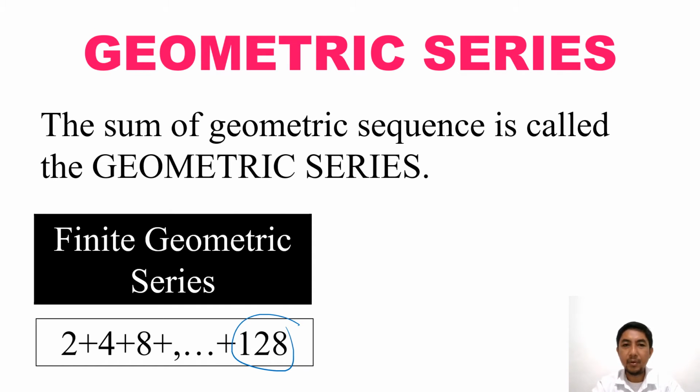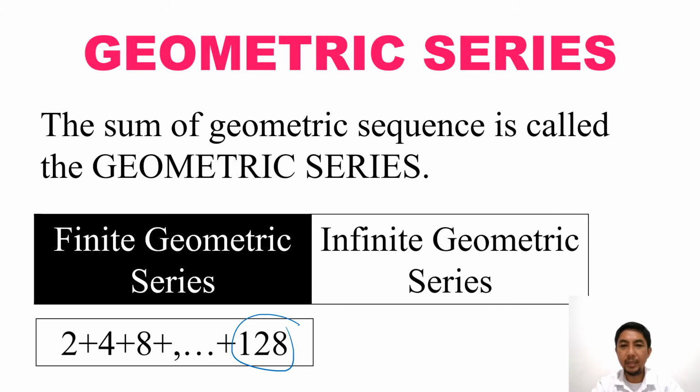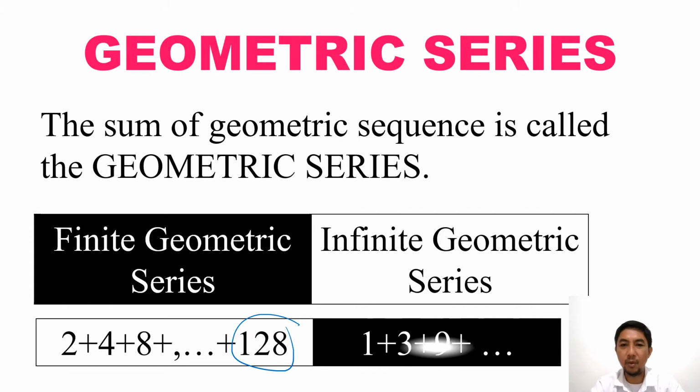The other type of geometric series is the infinite geometric series. That means it has no end. Okay, we are going to add a geometric sequence without a last term. An example is 1 plus 3 plus 9 plus and so on. But in this example, it is impossible to determine the sum because we have no last term. But we are going to discuss an example of an infinite geometric series that can be added. Later on, you are going to know the example.